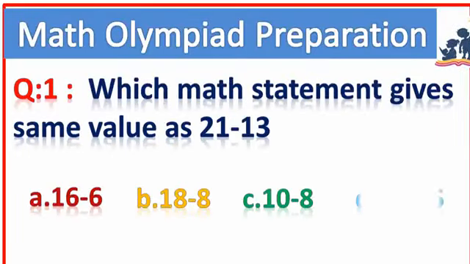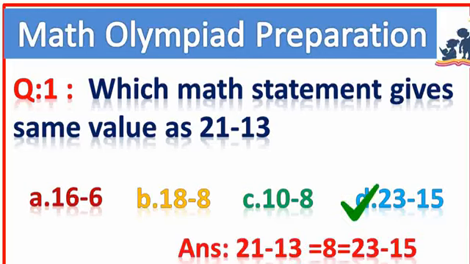Which math statement gives same value as 21 minus 13? Answer B, that is 23 minus 15. Yes, right. 21 minus 13 is equal to 8 and 23 minus 15 is also 8. So, your answer is correct.